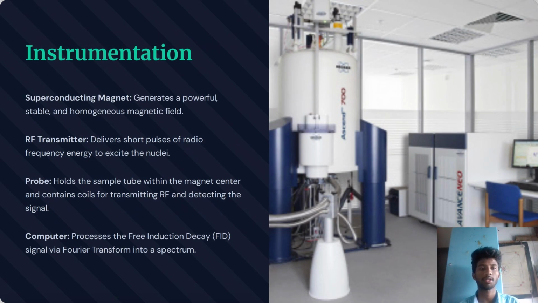Instrumentation. The superconducting magnet generates a powerful, stable and homogeneous magnetic field. The RF transmitter delivers short pulses of radio frequency energy to excite the nuclei. The probe holds the sample tube within the magnet center and contains coils for transmitting RF and detecting the signal. The computer processes the free induction decay signal via Fourier transform into a spectrum.